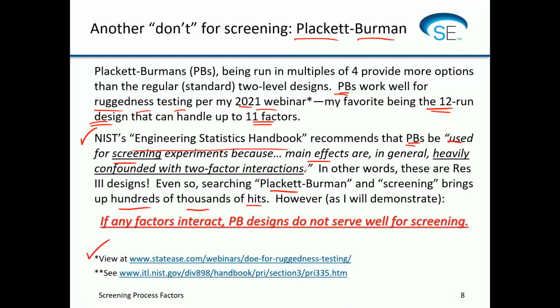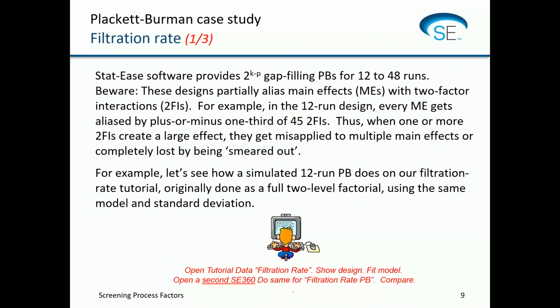Now, it turns out that if any factors interact, these designs really do not serve well for screening. There's somewhat of an idea, though, that because the designs are run in multiples of 4 and create some interesting structures of aliasing that are partial aliasing, that somehow this might be helpful for using Plackett-Burmans for screening, but I disagree with that.